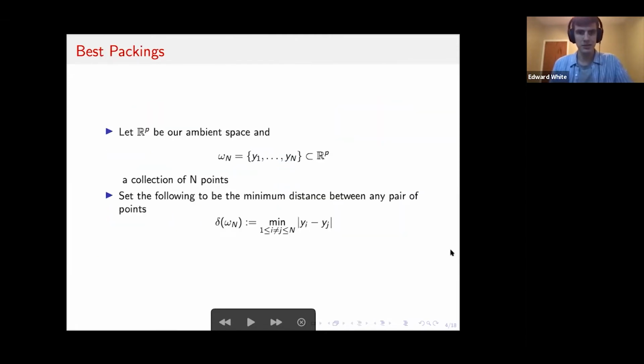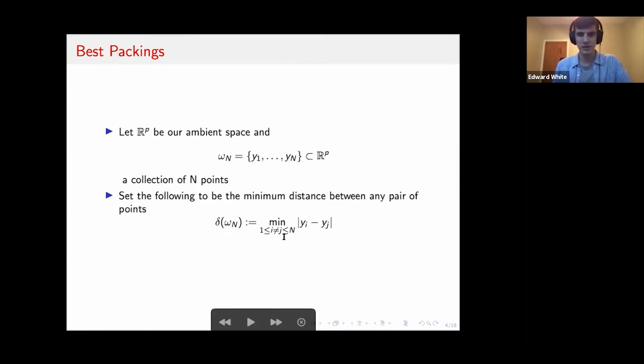So now to get into the formalities of our definition. Let's start with best packing. Throughout the rest of these slides, R^p will be our ambient space. This is the ambient space where everything is living inside. My configuration will be omega n, which is n points collected in my ambient space. Then we define the following to be the minimum distance of any pairwise points. You just take a look at any 2 points taken from my configuration and find the minimum distance between them.